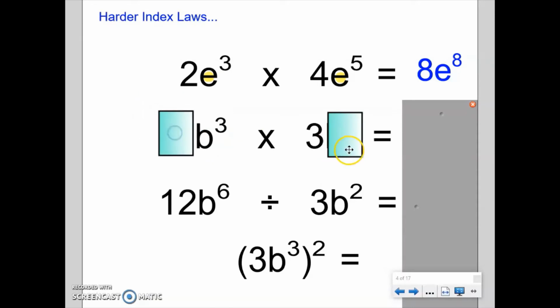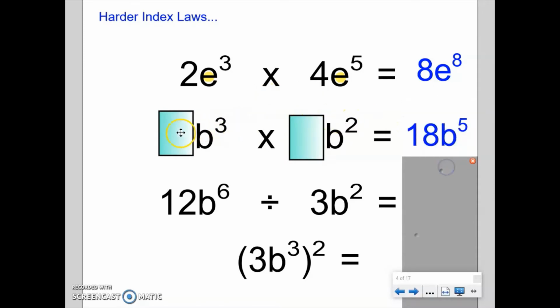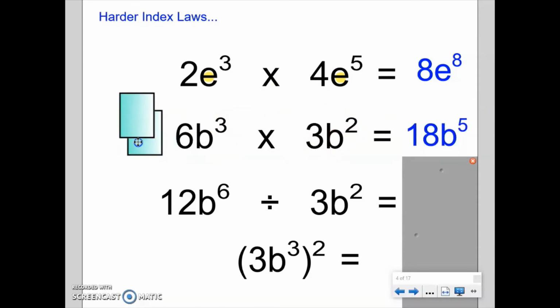Then I'm going to hide the numbers. B to the power of 3 times b to the power of 2. It's a multiplication question, so I'm adding the indices together. That's going to give me 18b to the power of 5.